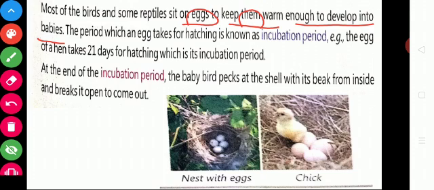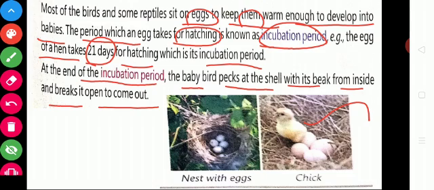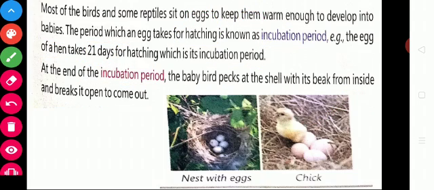The period which an egg takes for hatching is known as the incubation period. For example, the egg of a hen takes 21 days for hatching, which is its incubation period. At the end of the incubation period, the baby bird pecks at the shell with its beak from inside and breaks it open to come out. See in the second picture, the chick pecks at the shell with its beak from inside and comes out.